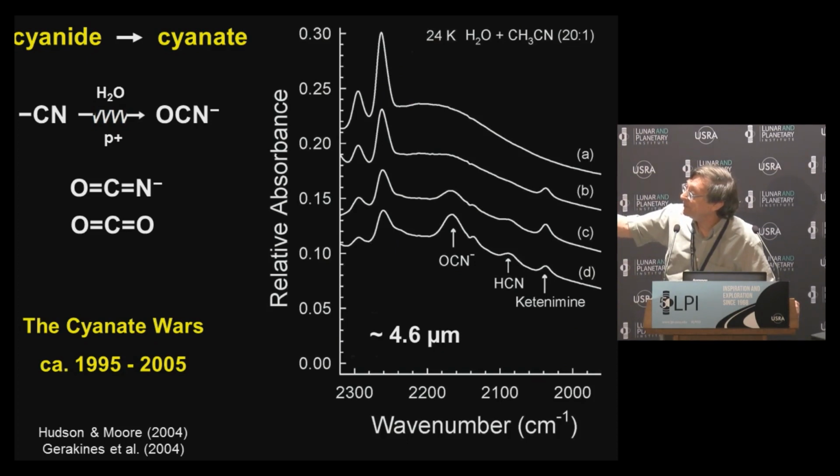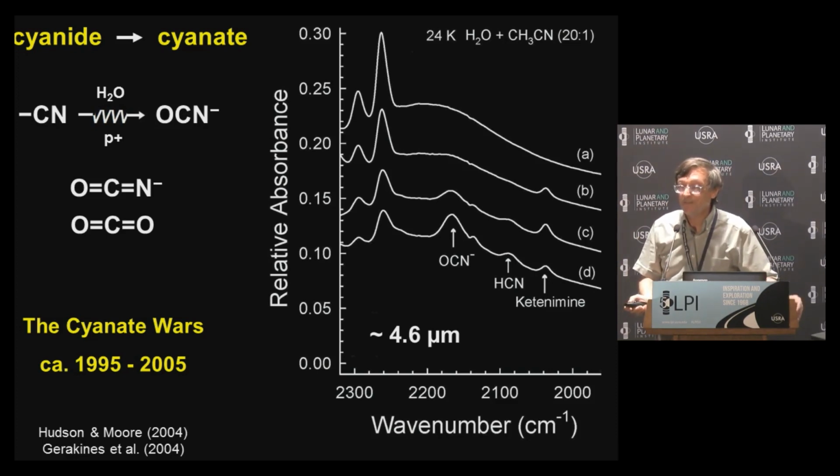It's very easy to convert this over. These two molecules have the same sort of structure, called isoelectronic. And the conversion with radiation, this is a cyanide peak going down with radiation into the cyanate that's coming up. And this is a nice one because it has a feature. The feature is at 4.6 micrometers. It's strong, but it's not quite as sharp as CO2, so it's a little hard to see.